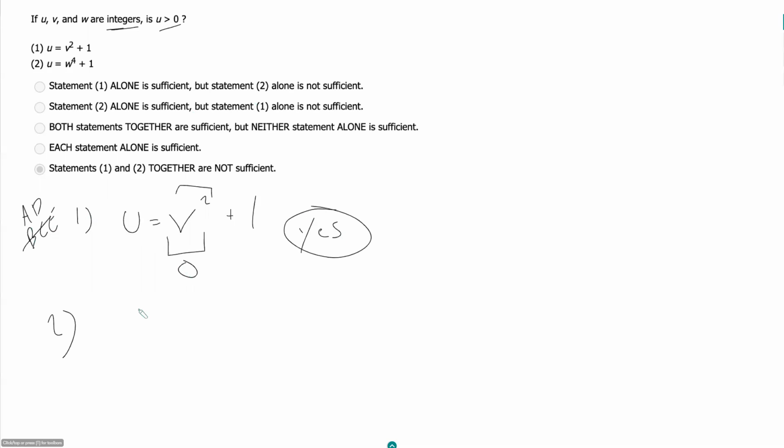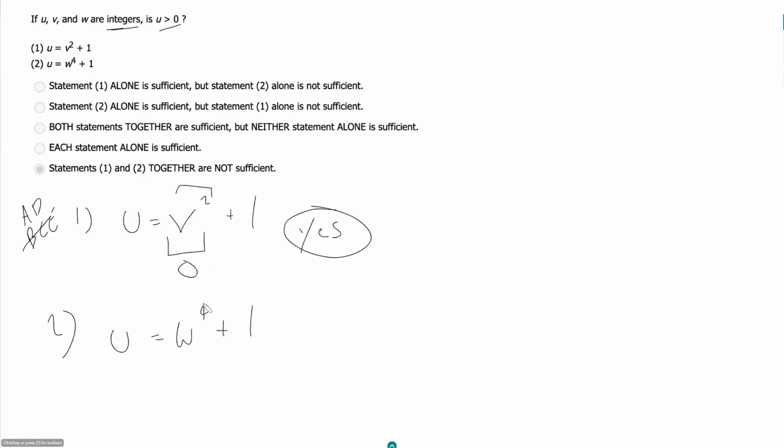Statement 2 says u is equal to w to the 4th plus 1. Well, this is basically the same thing as the first statement. Even though we replaced our v with our w and we replaced a power of 2 with a power of 4, that's not really the issue here.